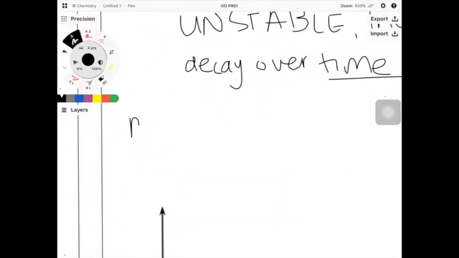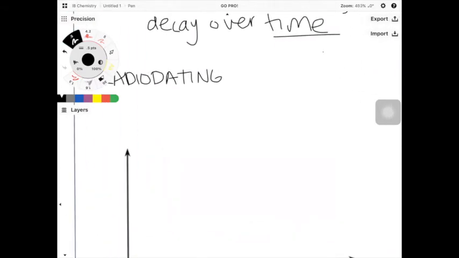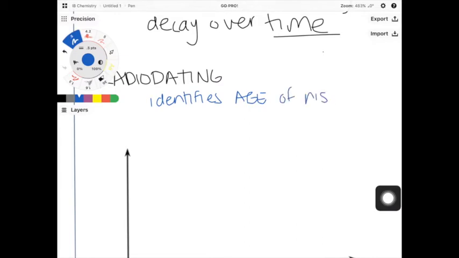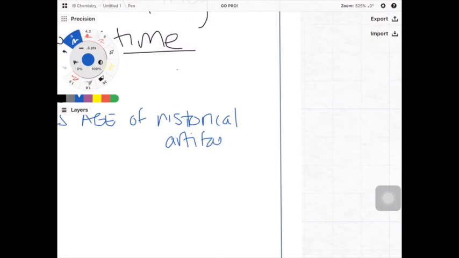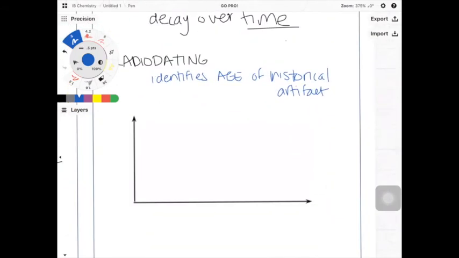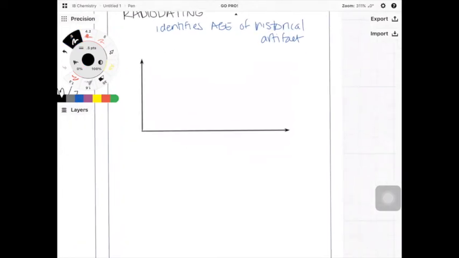Okay, we can actually use this property of certain isotopes to figure out how old things are. So we can identify historical artifacts' ages, and this is used a lot. You might have seen in TV shows where someone's trying to forge a painting. They can use carbon dating to figure out whether or not the painting is actually as old as the person claims it is supposed to be.